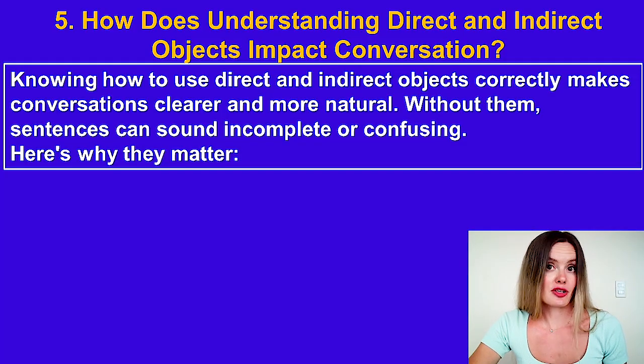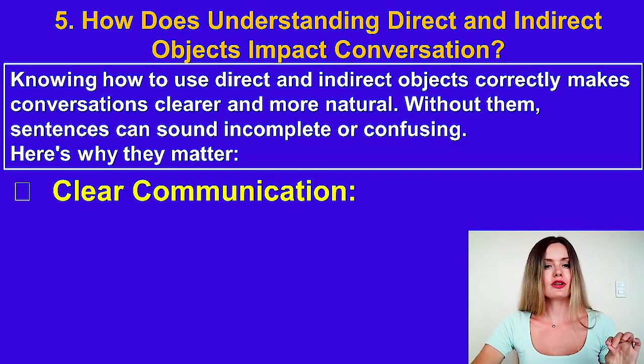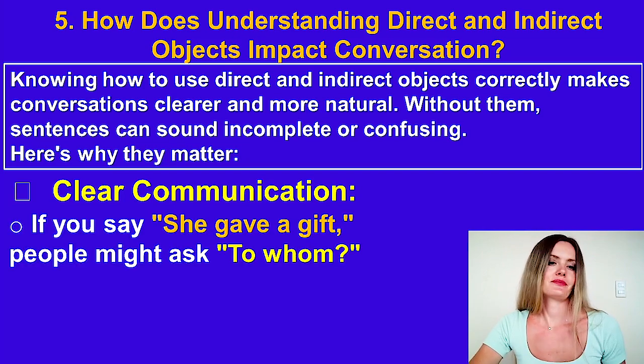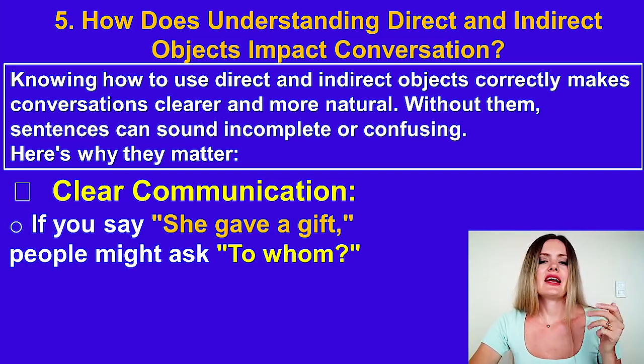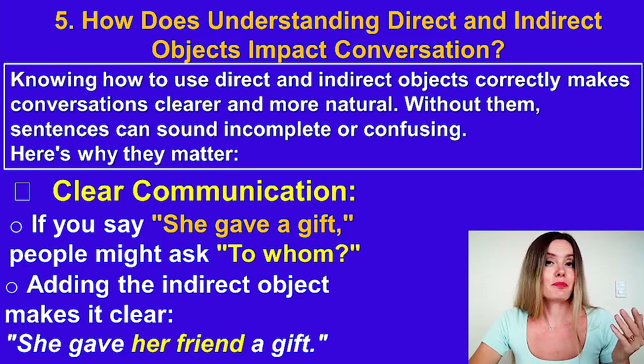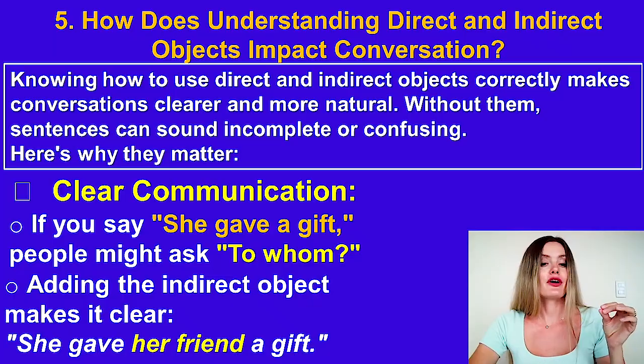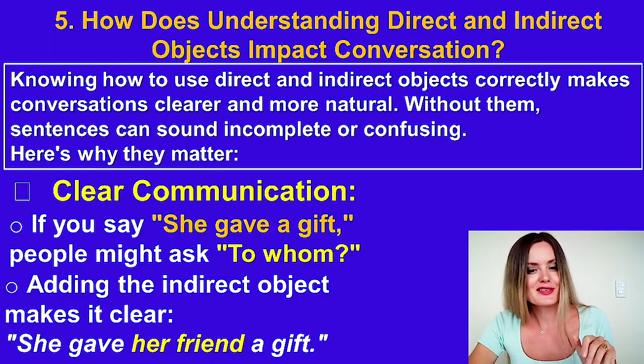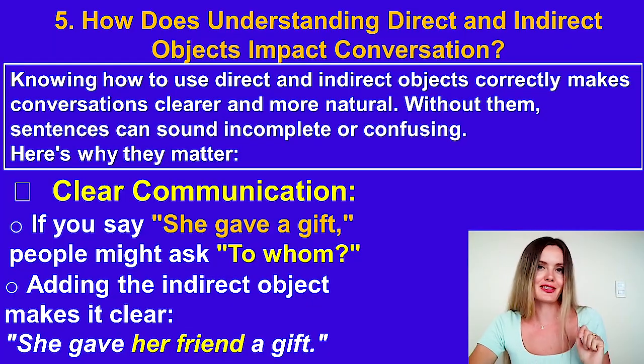Here's why they matter. So, first of all, clear communication. If you say, she gave a gift, people might ask, to whom? Adding the indirect object makes it clear. She gave her friend a gift. So her friend is an indirect object.